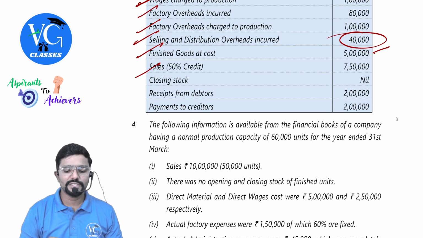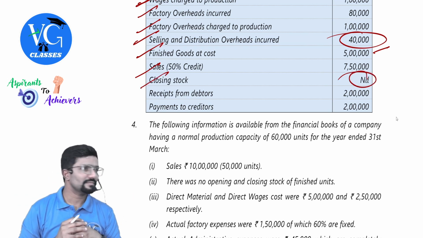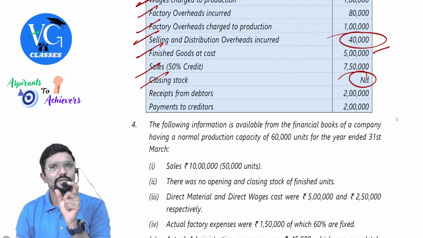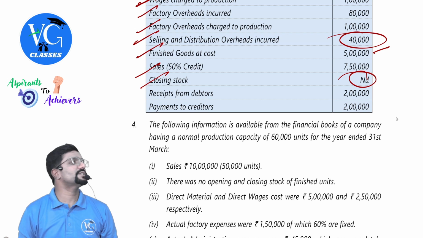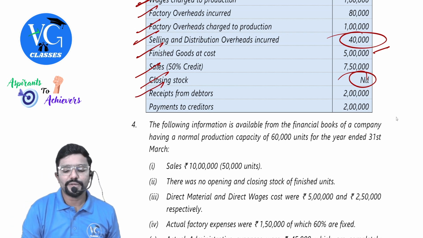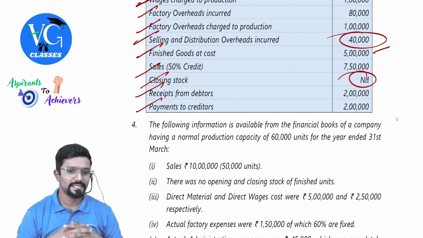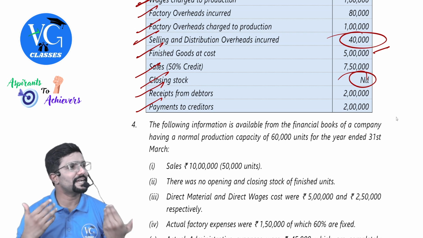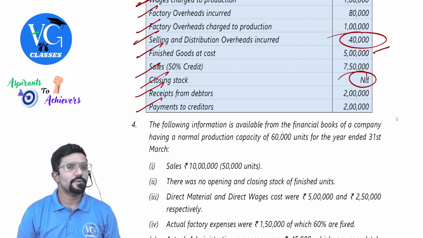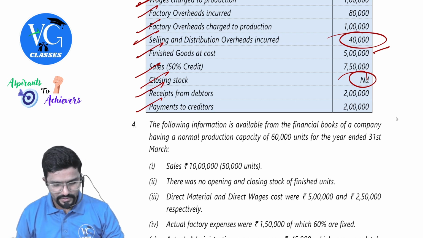Yes. Closing stock, they have only given as nil. Opening stock also assume it to be nil. While writing a note, you write opening stock of finished goods is assumed to be nil because only closing stock is given. Oh, last two entries. Receipt from debtors. What is the entry? Bank to debtors. Then payment to creditors. Creditors to bank.